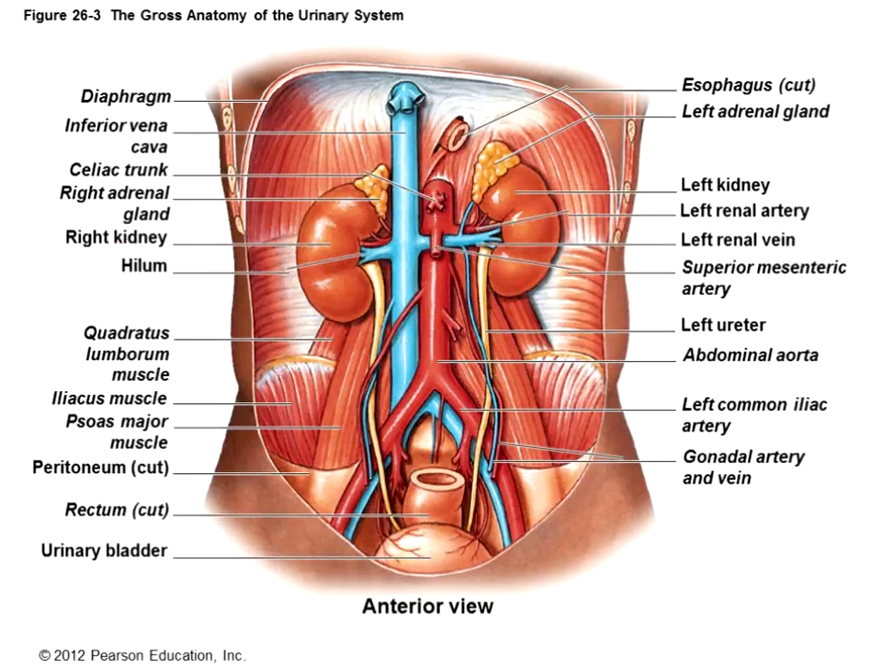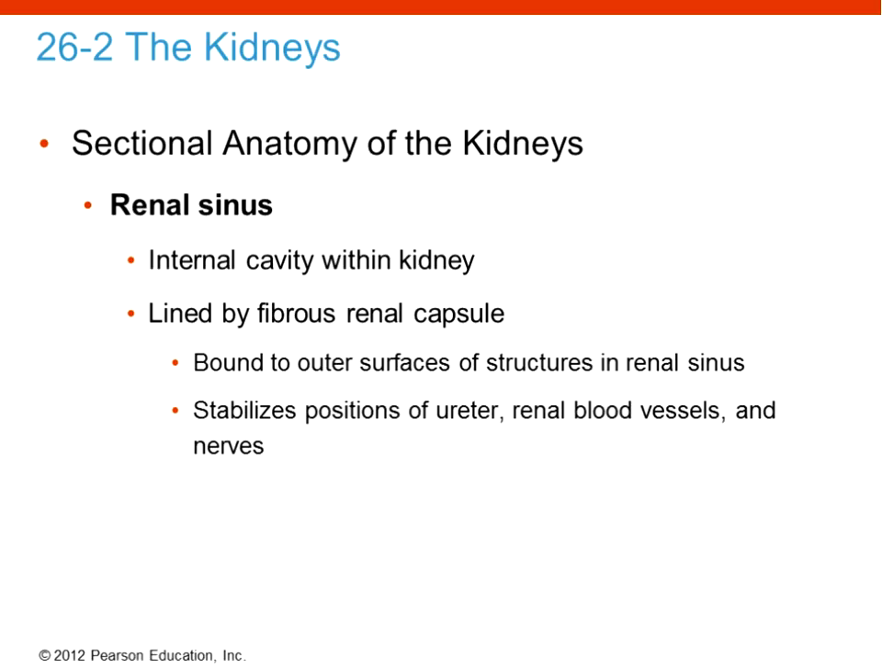So here's just another shot of the anterior view of the trunk, where you can see the kidneys, and you can see the adrenal glands right on top of the kidneys. We talked about those back with the endocrine system. And so what we want to do first, and a lot of this is run over in lab, so I'll just go through these pretty quickly, is take a sectional anatomy of the kidney so we can look at the different structures.